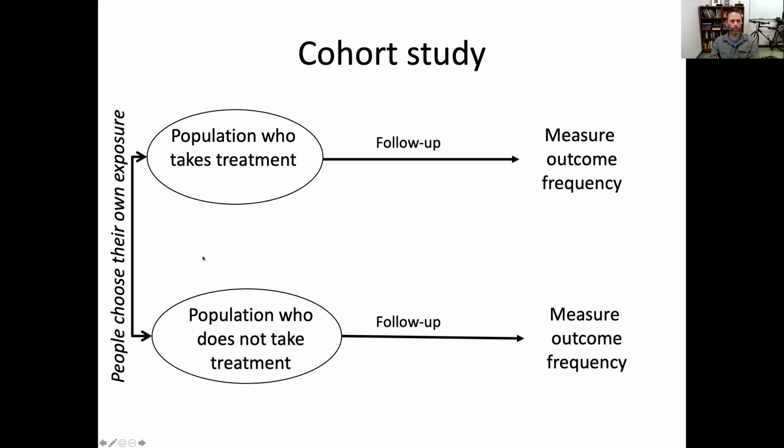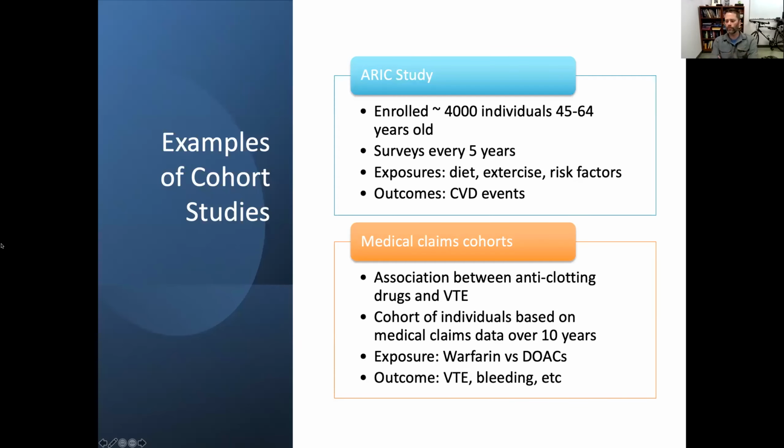There we go. So a couple of examples of cohort studies. There's a big study at various institutes around the country. I think University of North Carolina might be the prime site. It's referred to as the ARIC study, which stands for Atherosclerosis Risk in Communities Study. This study has been going for probably 25 to 30 years. They enrolled 4,000 individuals between the age of 45 and 64.